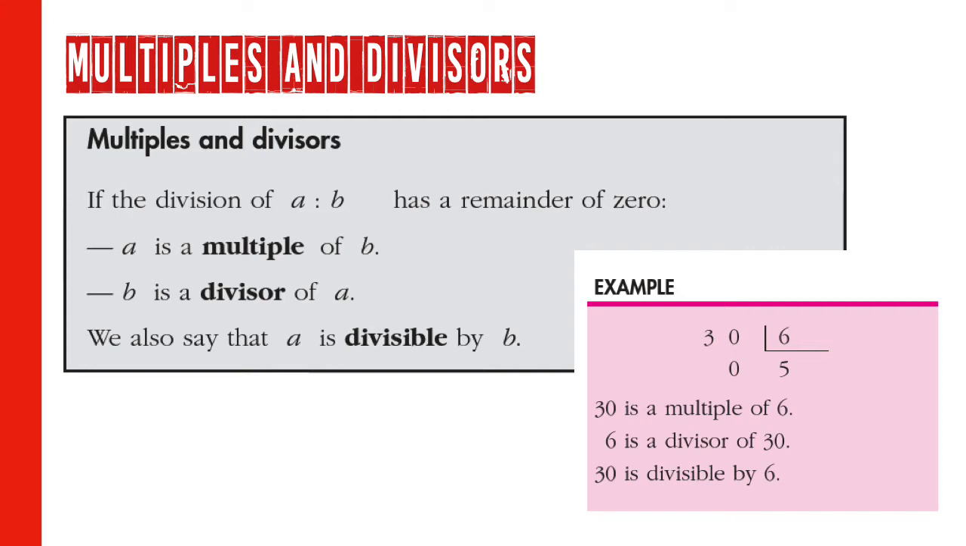Multiples and divisors. If the division of A divided by B has a remainder of 0, we say A is a multiple of B, or B is a divisor of A. We also say A is divisible by B.